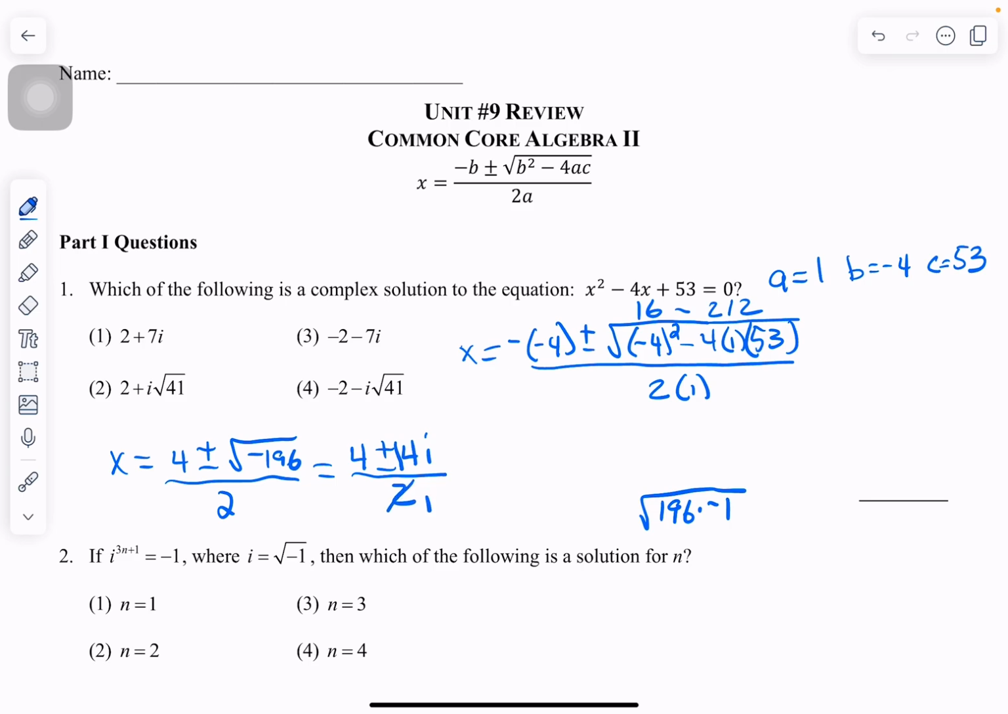We can divide everything by 2. So this becomes 1, this becomes 1, and this becomes 7. So this becomes, oops, this is a 2. 2 plus or minus 7i. So one of the roots would be 2 plus 7i.